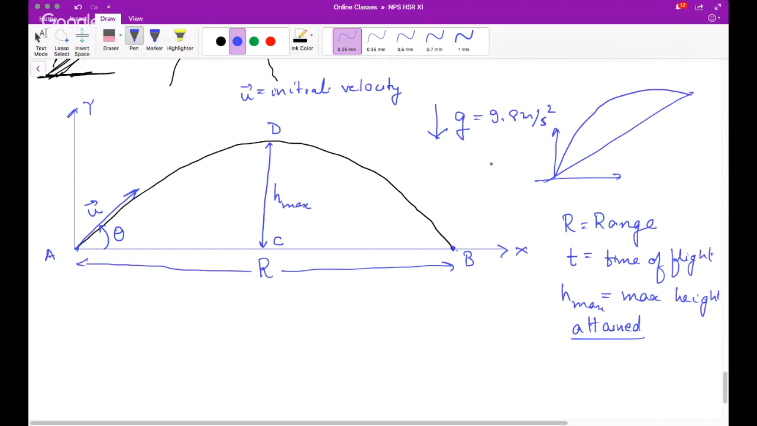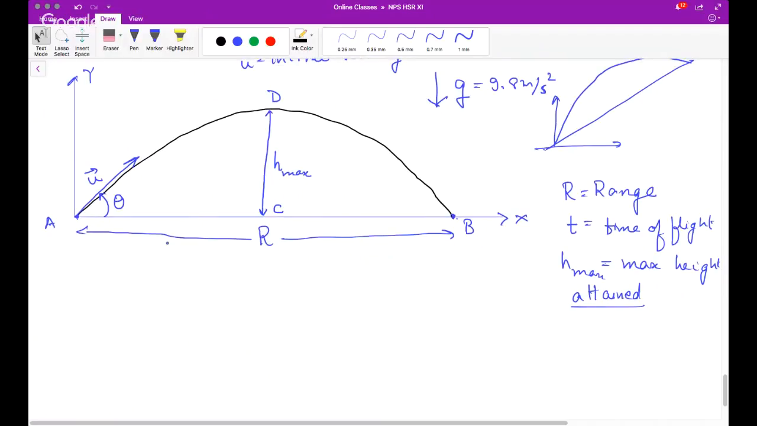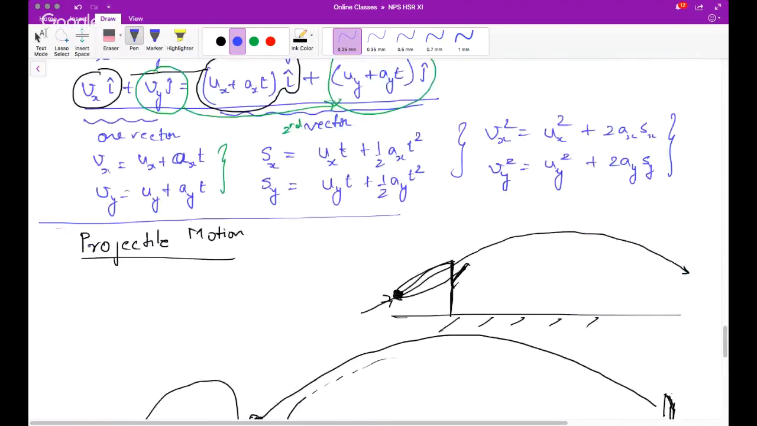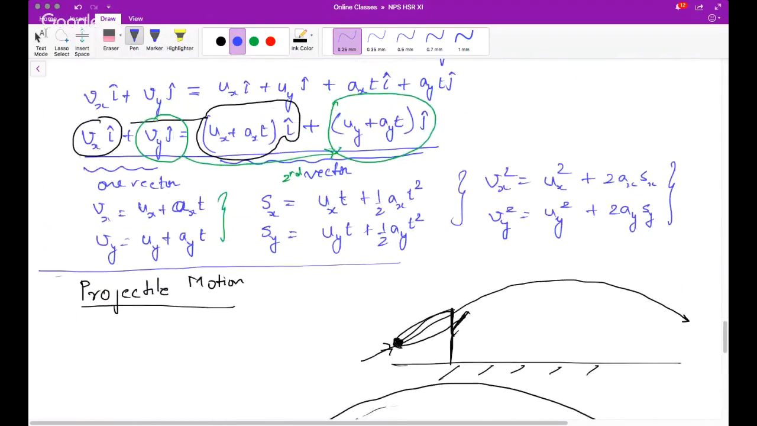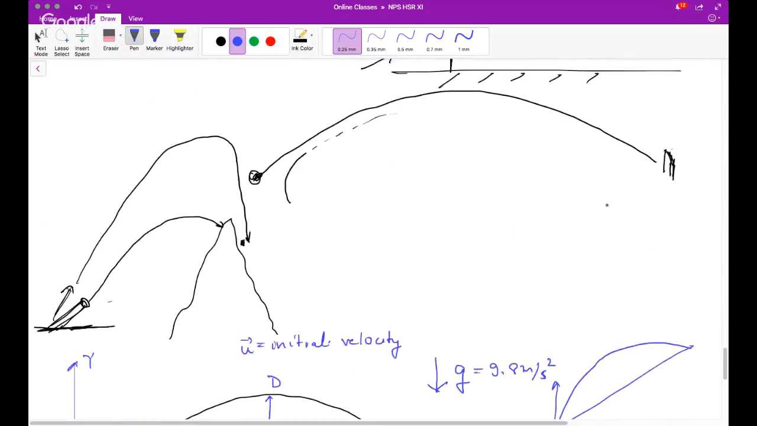Now let's try and understand how we can analyze this. How we approach it is, if you see here, we need to resolve all the elements or parameters of kinematics into their x and y components and treat them as if there is only 1D motion happening.